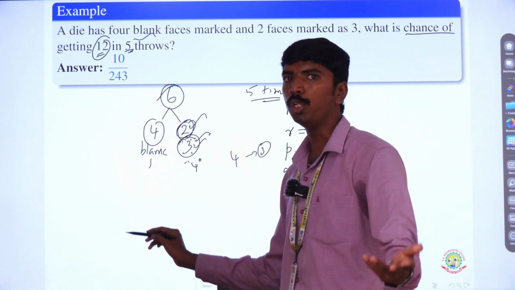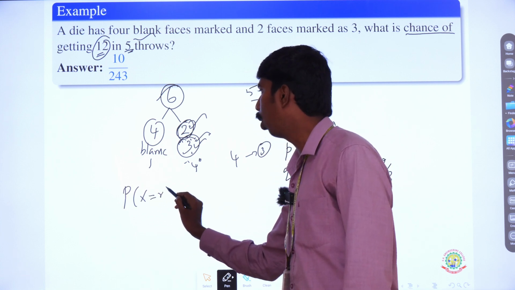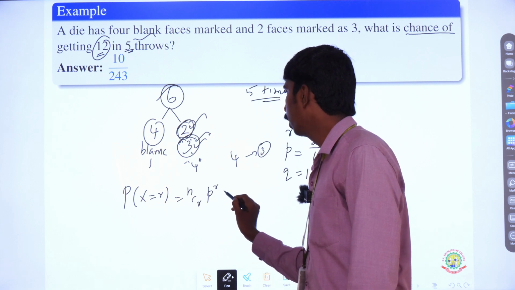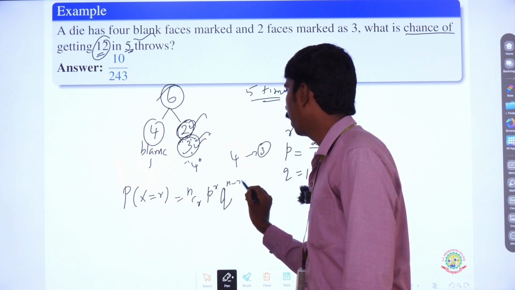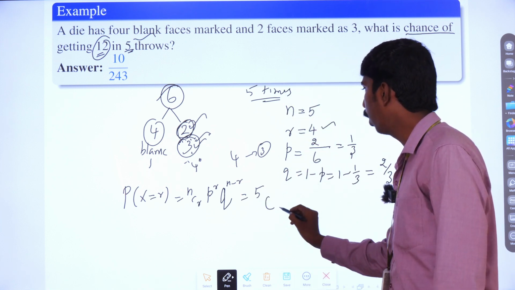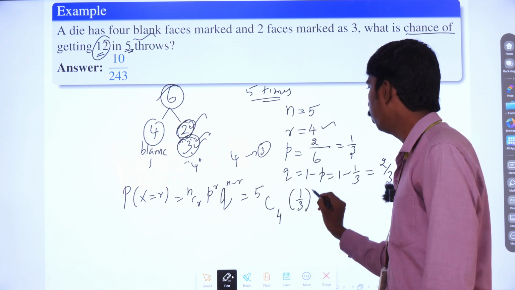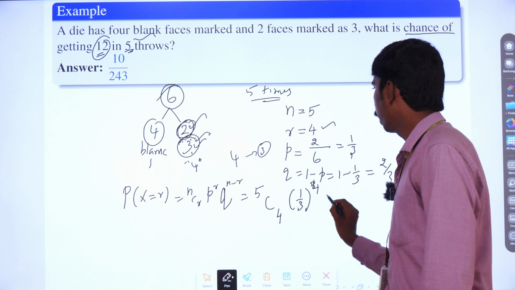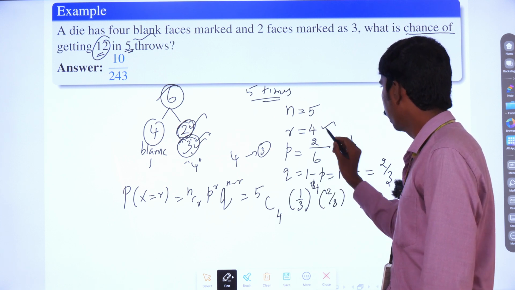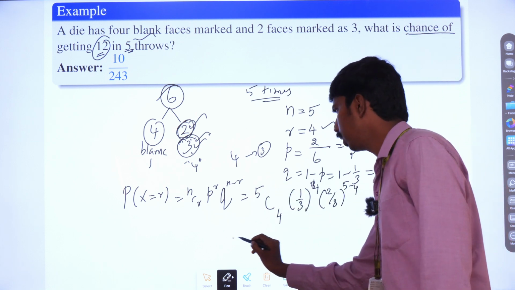Now again we can use the Bernoulli distribution formula, that is P of x equal to r, that is equal to nCr, then p power r, then q power n minus r. So what is the value of n we chose? 5. What is the value of r? 4. Then p is nothing but 1 by 3, then 1 by 3 power r, 4. Then q is nothing but 2 by 3. Therefore, 2 by 3 power n minus r, therefore 5 minus 4.